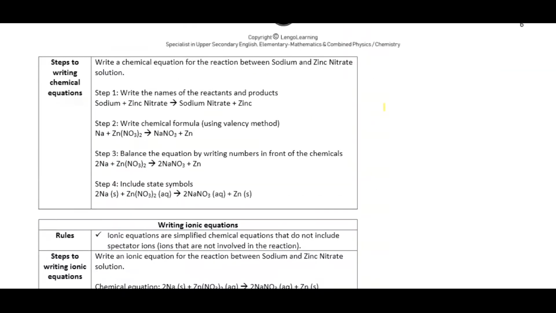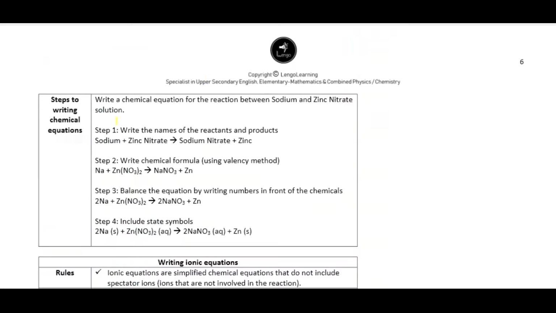Okay, so here is just a summary of the steps to writing the chemical equation. Usually the question will give you a reaction in the form of a word equation. So they'll tell you that sodium reacts with zinc nitrate. So you have to write down the names of the reactants and products, right? So the reaction between sodium and zinc nitrate means that sodium and zinc nitrate are the reactants, so you write them on the left hand side. And what are the products?